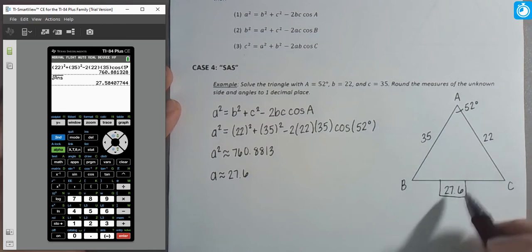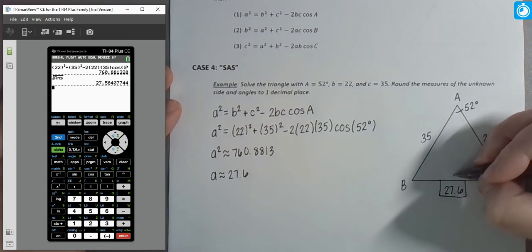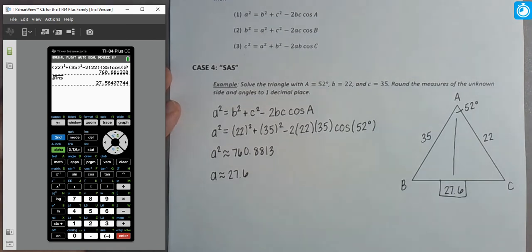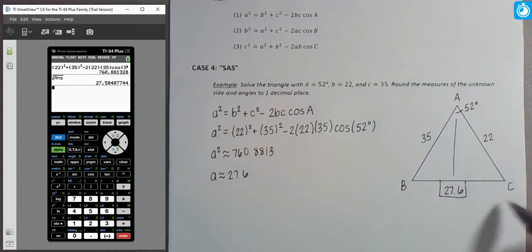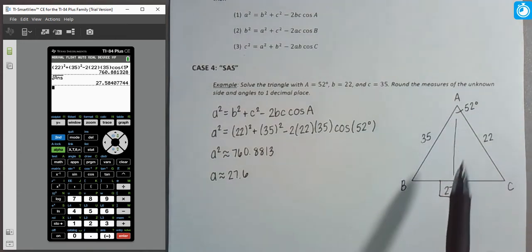So once we have that value, that is now going to give us our side angle pair. So what do we have left to solve for? Well, we need to solve for angle B, and we need to solve for angle C. So what are we going to do? Well, we're going to use the law of sines. We're going to use the pair we have.